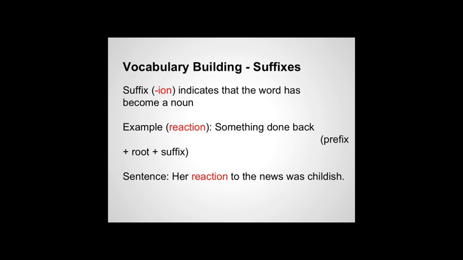The third thing we can look at are suffixes. These are the endings of words and can change the word form. For example, the suffix ion means that a word has become a noun. The word react is a verb, but reaction is a noun, like in this sentence. Her reaction to the news was childish.